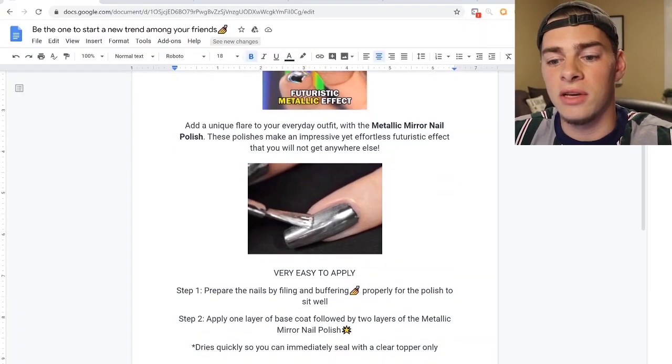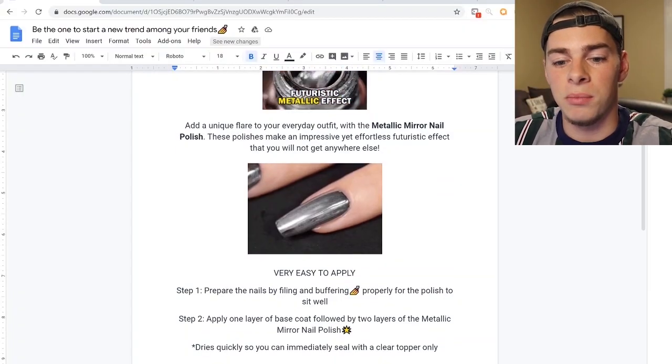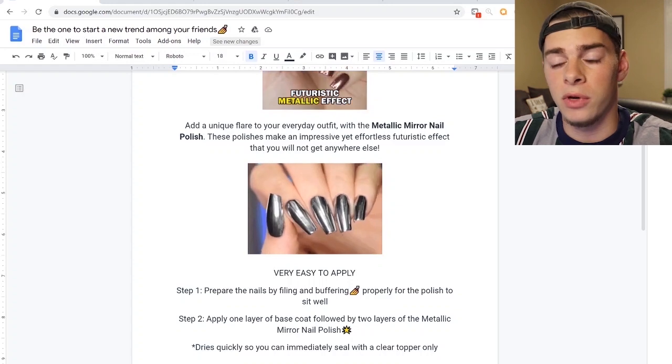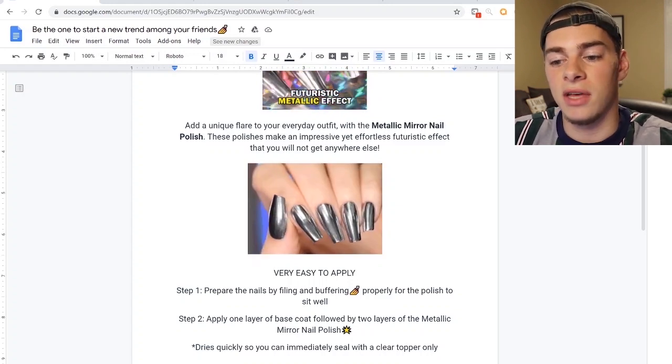Then we just said "add a unique flair to your everyday outfit with the metallic mirror nail polish." If you have a brand name, you can put that in front of the product name. "These polishes make an impressive yet effortless futuristic effect that you will not get anywhere else," right? So we're saying that you are not gonna be able to find a product just like this anywhere on the market. The only place, exclusivity factor, right? The only place you can get it is here.